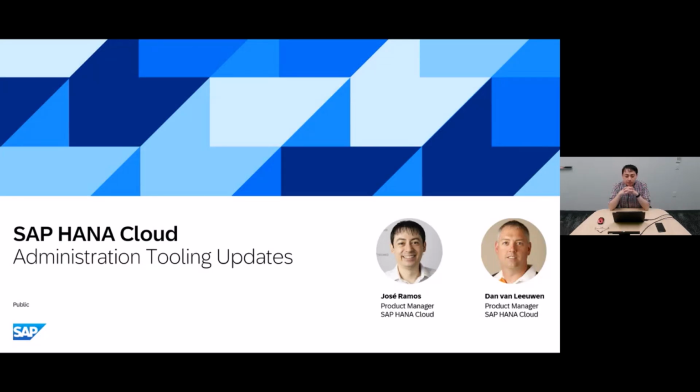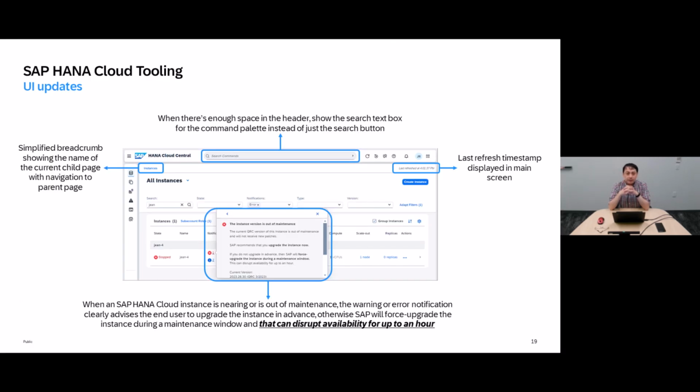So let's take a look at our first set of new features in the administration tooling. So let's go to the next slide. Thank you. So from a general UI update that has happened in the tooling, this is the HANA Cloud Central tool. There's a few of them that I want to highlight over here before going to more specific features.